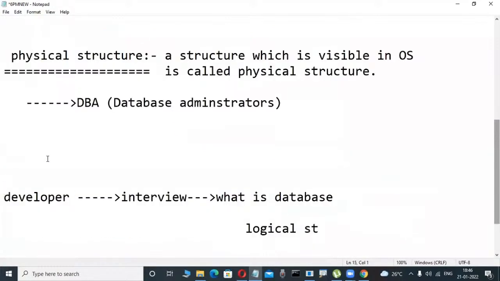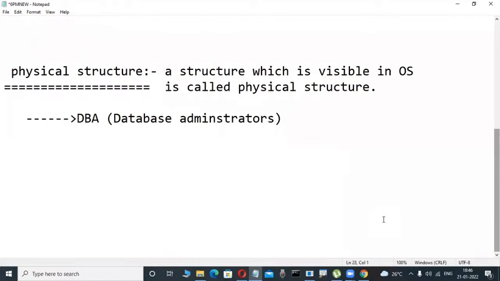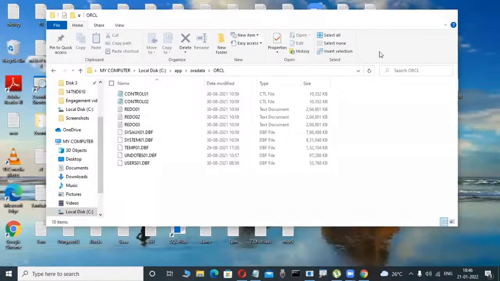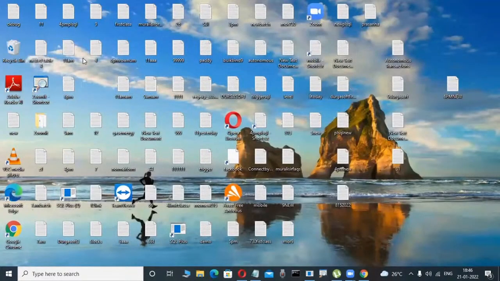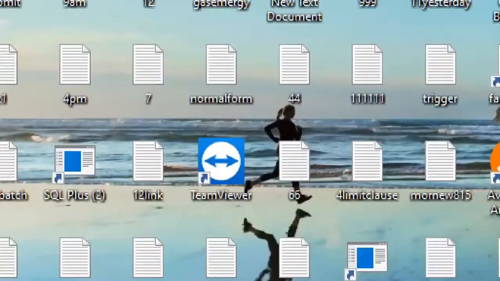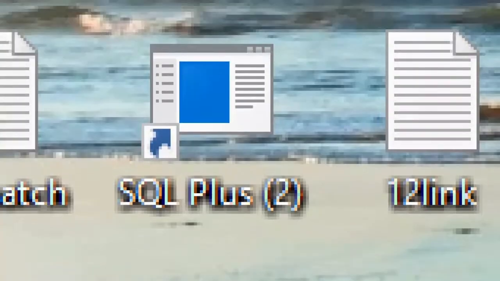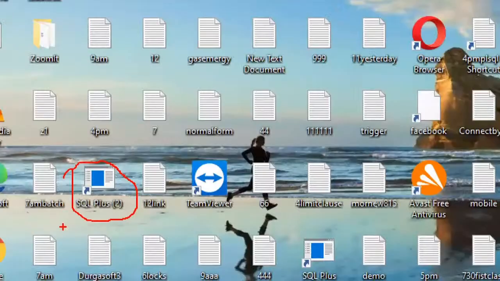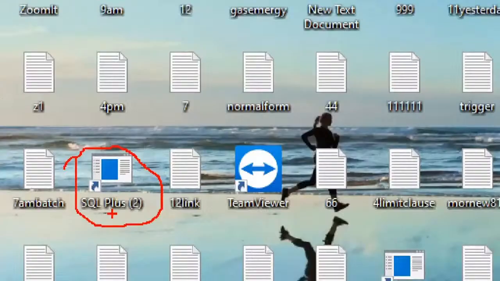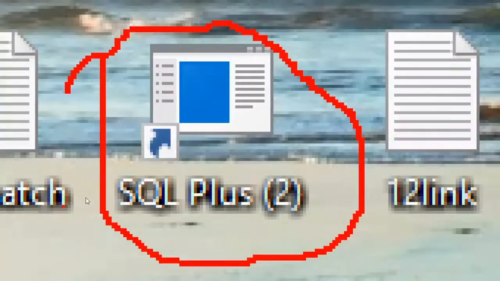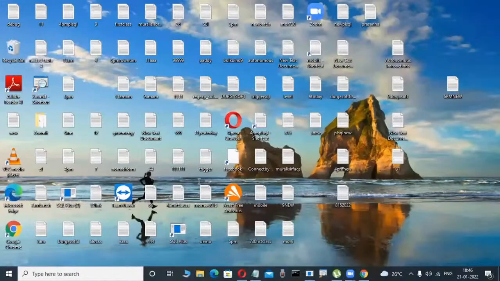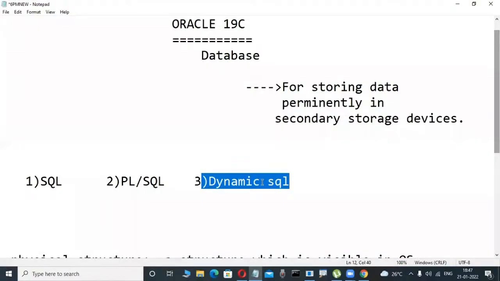Okay, fine. Now check it out. Observe here, on my screen only, something is there. What is this one? I'm installing Oracle. What is this one? SQL Plus is there. SQL is a language you have an idea about. PLSQL is a language, some coding is there. Dynamic SQL is a language. Daily we are writing coding.